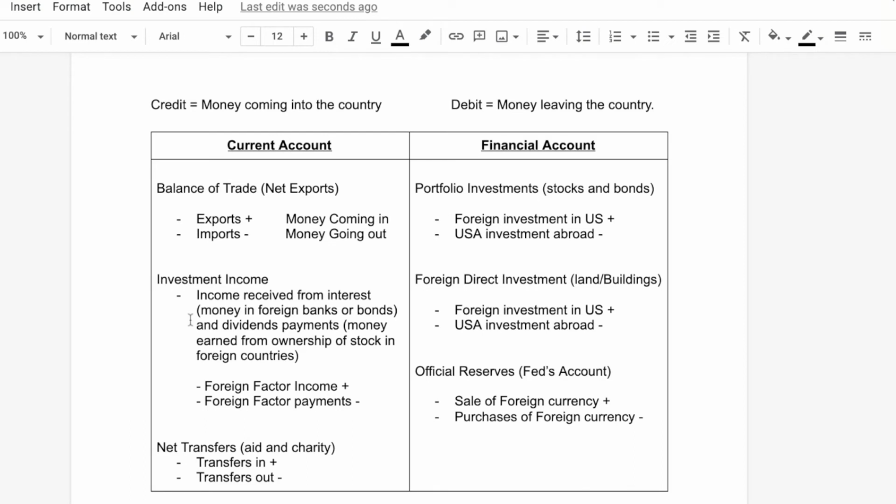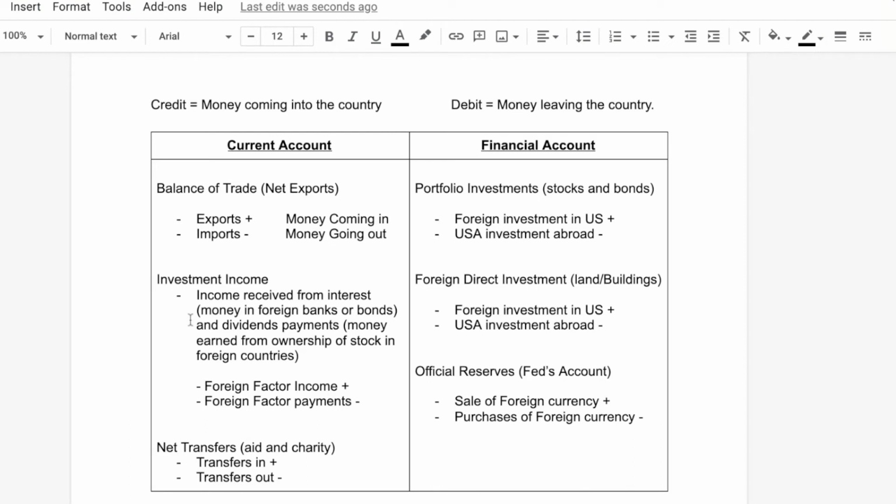All right, finally, we have official reserves in the Fed's account. This is going to be foreign currency that the Fed has. The reason that the Federal Reserve would have foreign currency is because people are importing things from the United States or to the United States.